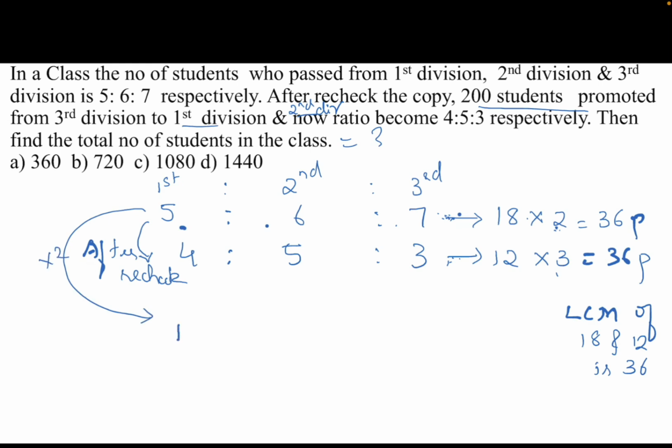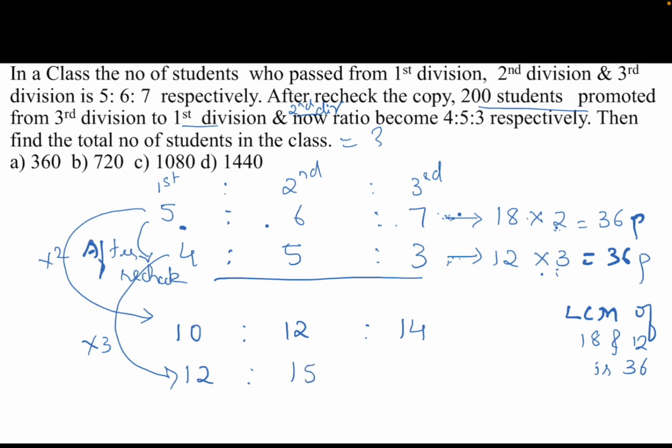So what it becomes? 5 2s are 10 is to 6 2s are 12 is to 7 2s are 14. And this whole thing should be multiplied by 3. So 4 3s are 12, 5 3s are 15 and 3 3s are 9. So this is the ratio. Now add it and see: 10 plus 12 is 22, 22 plus 14 is 36. Next 12 plus 15 is 27 plus 9 is 36. So now the ratios are equal.